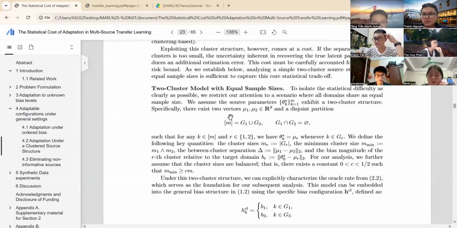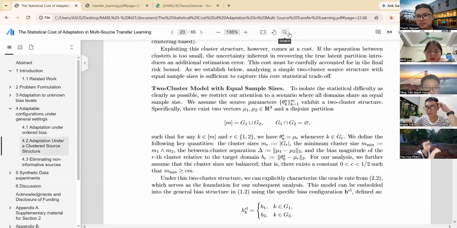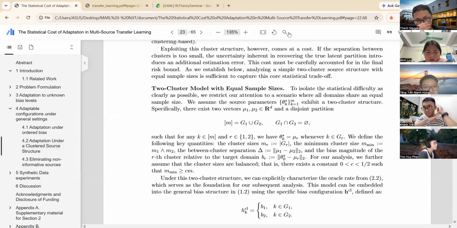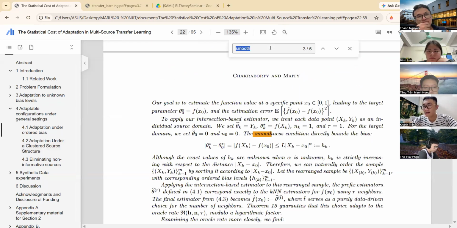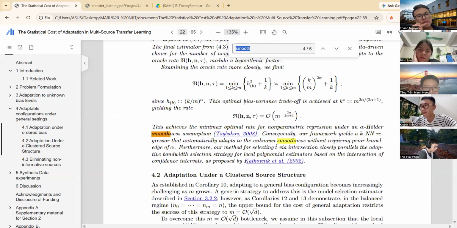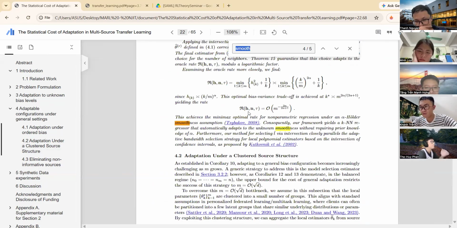I have a question: why do they need to have a smoothness condition when they estimate the statistical cost for transfer learning? I still don't understand that. Khanh, do you want to take that? I don't know, because I haven't gone into the detail of the proof.